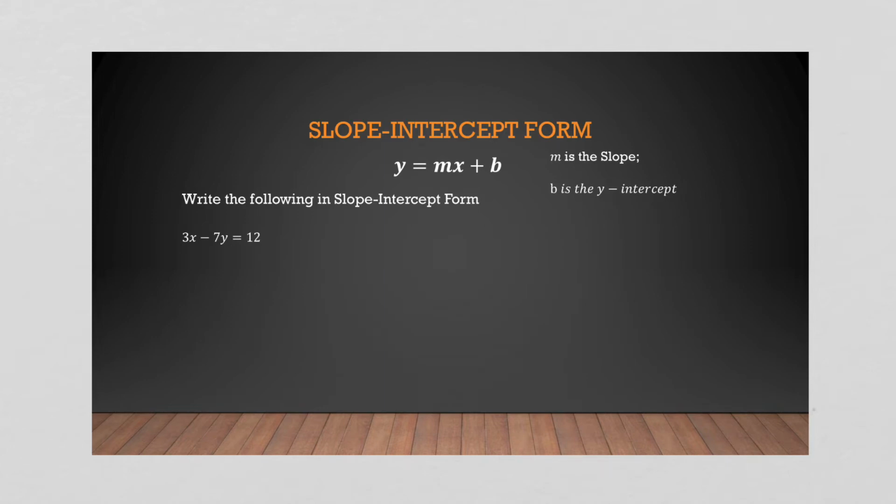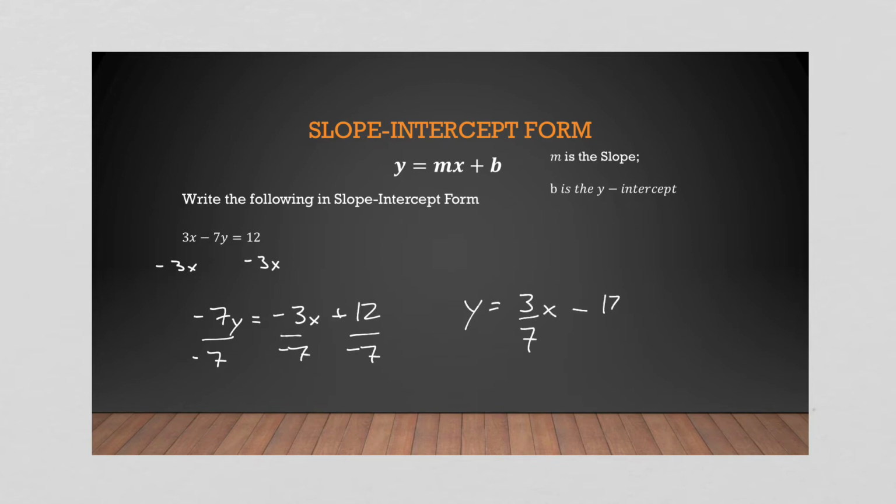So let's do another one. Minus 3x from both sides. I have negative 7y equals negative 3x plus 12. Divide by negative 7 on both sides. And would you look at that? I have y equals 3 over 7 x, because my negatives cancel, minus 12 over 7. And again, sure, this isn't ideal as a y-intercept, but no big deal. Here's my slope. At least I know that information.